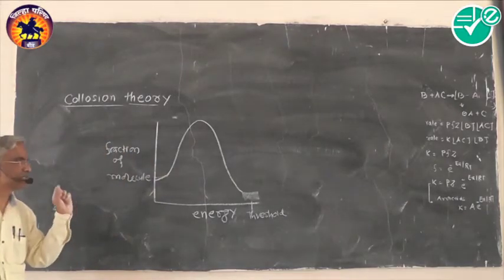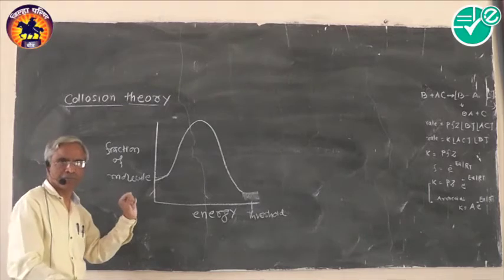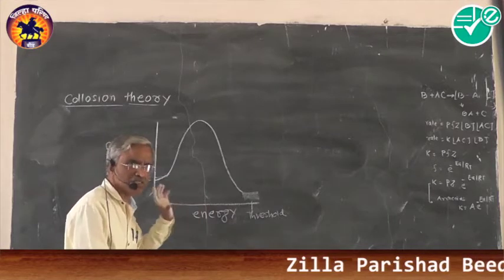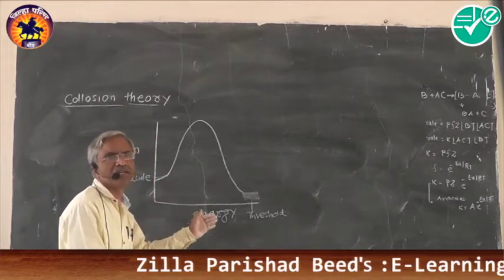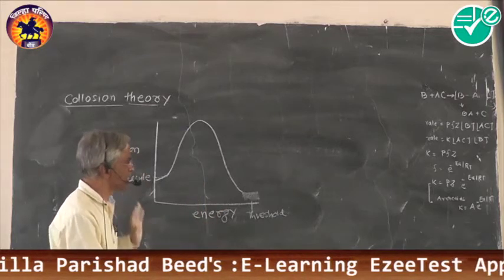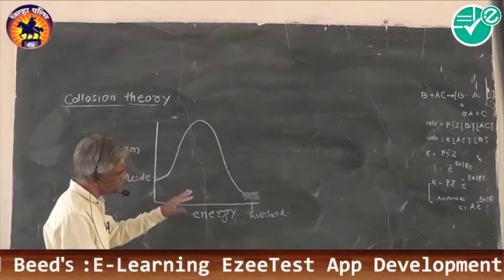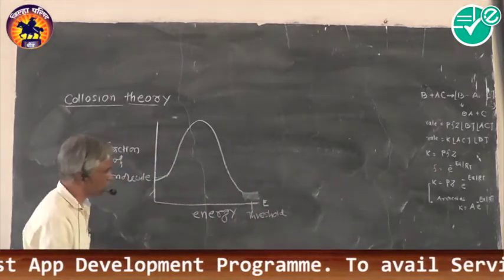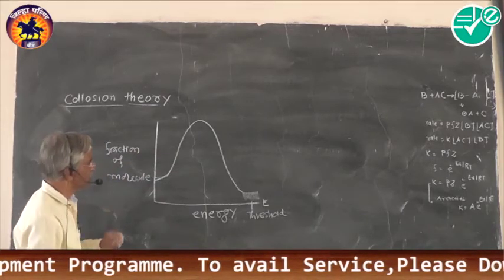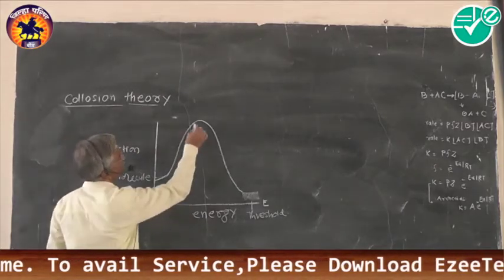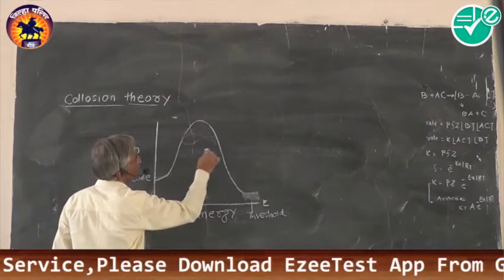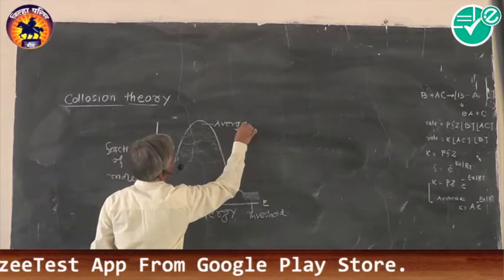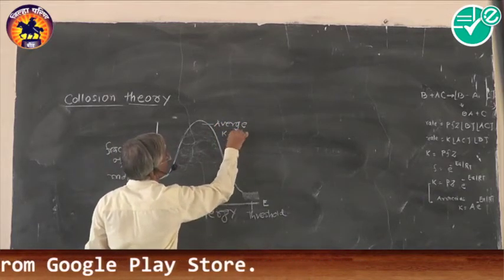Threshold energy is the energy resulting from effective, proper collisions, which results in converting old bonds into new bonds. Therefore this threshold energy is important. Let us denote it by small e. According to the Boltzmann distribution law, the majority of molecules are found in the range of average kinetic energy.